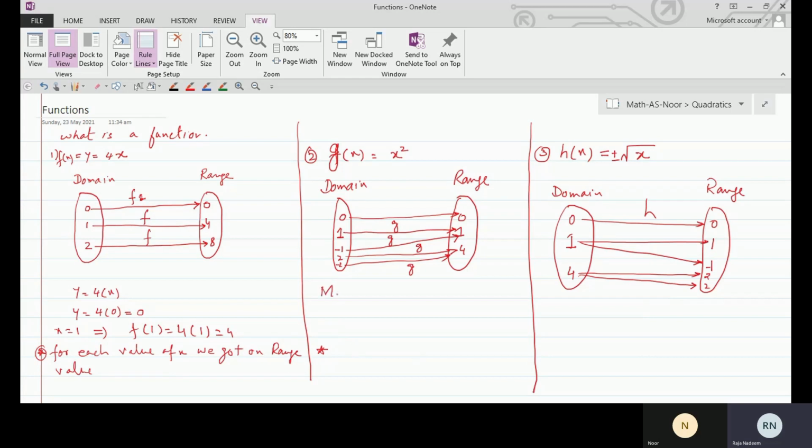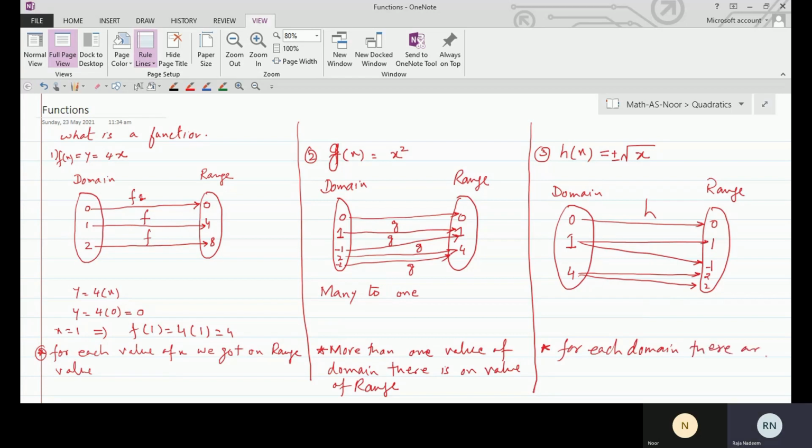So if I use the term many to one, many to one means we have more than one value of domain, and there is one value of range. And here in example 3 we have seen that for each domain value there are more than one range values.